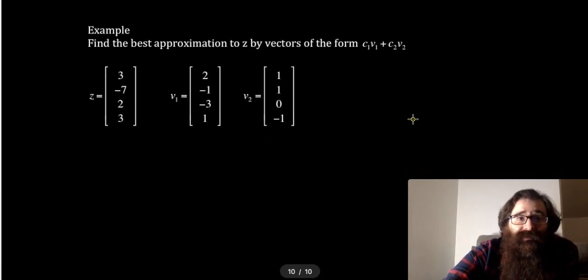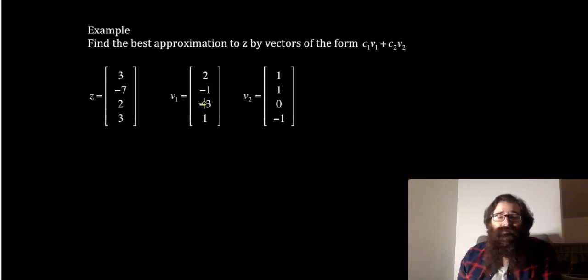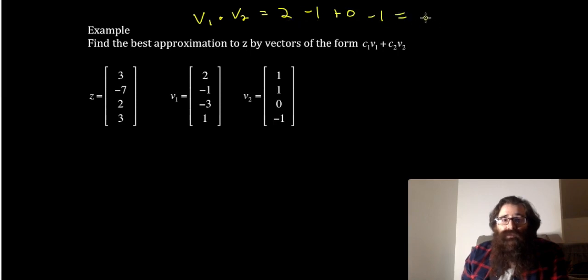We'll take a look at one last example. Find the best approximation to vector z by vectors of the form c1v1 plus c2v2. And it's really the same type of question, just worded slightly differently. But let's make sure that these are orthogonal vectors. So v1 dotted with v2. 2 times 1 is 2. Negative 1 times 1 is negative 1. Negative 3 times 0 is 0. And 1 times negative 1 is negative 1. So 2 minus 1 gives me 0.